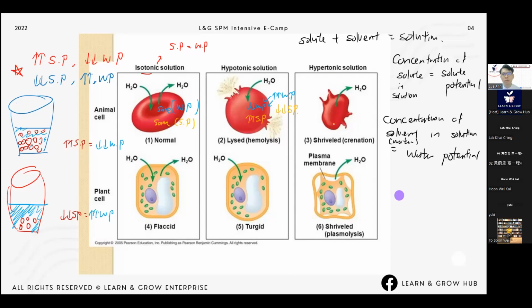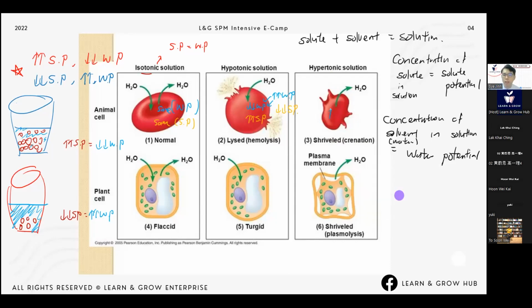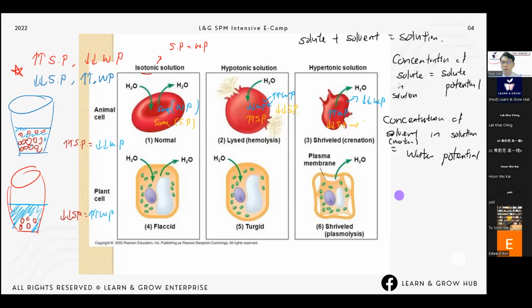So for hypertonic condition, the water will come out. Why? Because this time the water will be like this. So you have higher water potential outside to lower water potential inside. Same applies to the solute. Inside is having lower solute potential, outside is higher solute potential.